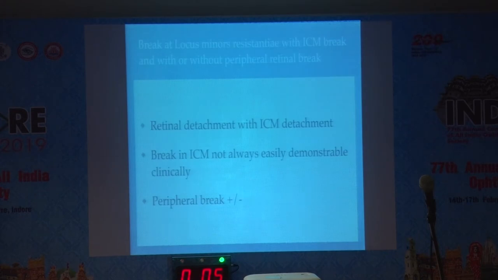But if you have a break at the locus minoris resistantia alone, it is something which is probably not possible, because you require pull on the normal retina or the ICM for the break between the two to occur. But what you very often see is a break at the locus minoris resistantia with a break in the ICM, with or without a peripheral retinal break. This is the most common way of presentation to the clinician.